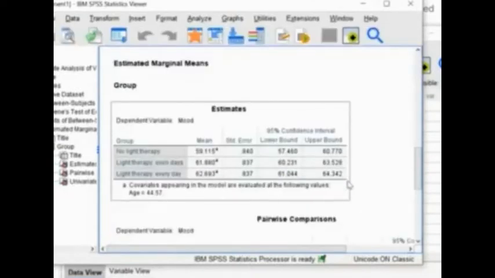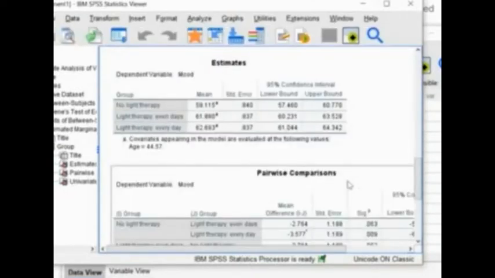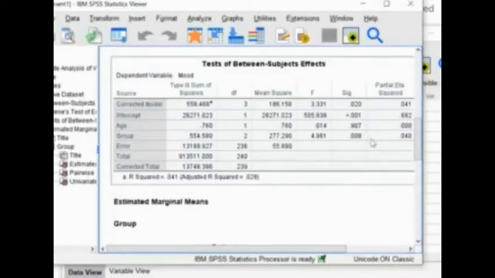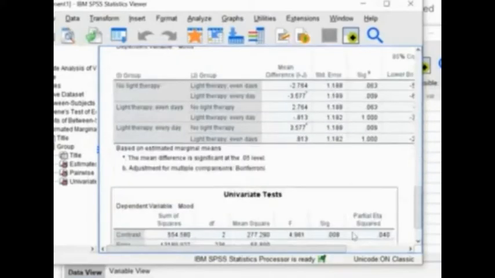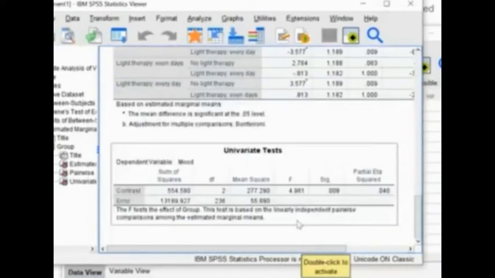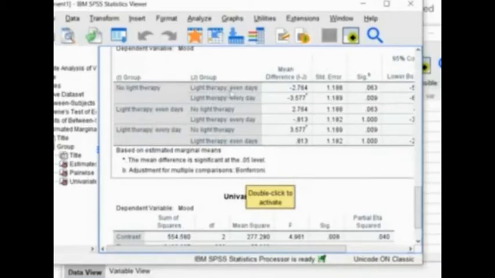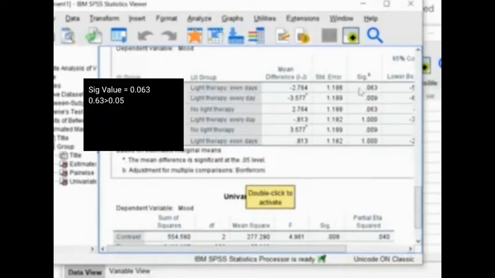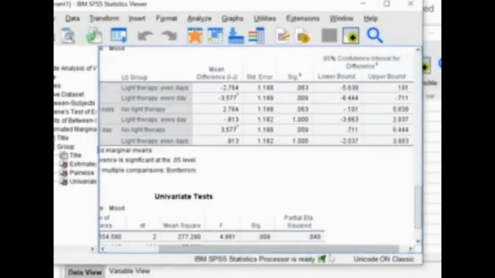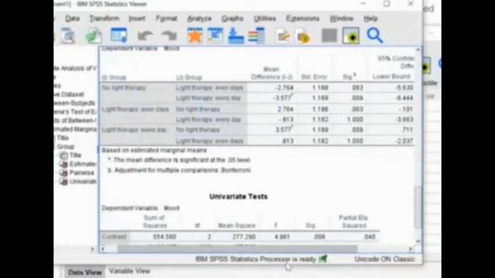But first, let's scroll down and let's see where the difference in mood scores was. So for instance, we have 3 groups, so we want to see where the significant difference lies. So when I look at my no light therapy here, I can scroll over and see that my significance factor is 0.063. But that does not show a significant difference between no light therapy and light therapy on even days, so every other day. So there's really not a significant difference between those groups.